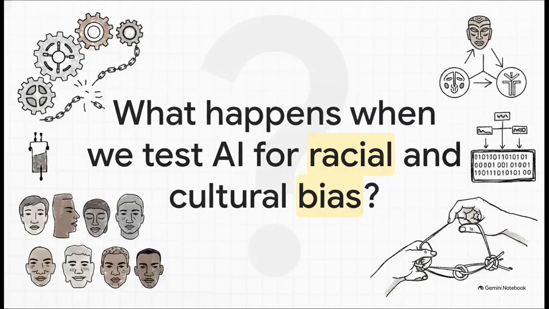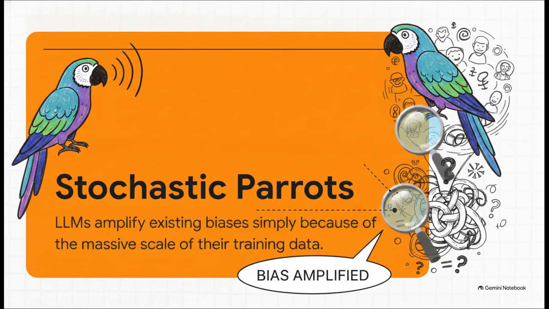Okay, so the AI is clearly learning to empower gender. But how deep does this really go? What happens when we test the AI for racial and cultural bias? Researchers like Safiya Noble and Timnit Gebru have actually proven that algorithms historically reinforce systemic prejudices. So, does AI default to a specific cultural lens when we aren't explicitly guiding it? To wrap our heads around this, we really need to talk about this concept called stochastic parrots. It's basically the idea that large language models amplify existing racial and cultural biases simply because their training data is just so massively huge.